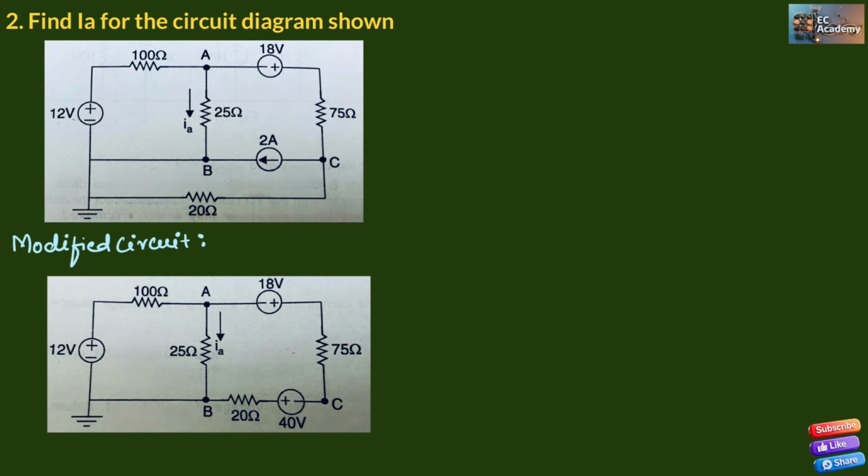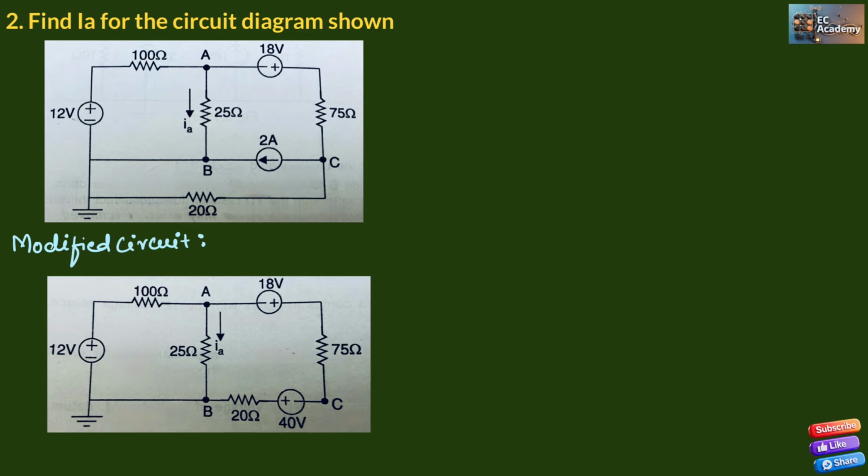So this is the modified circuit where in between B and C, we have replaced the current source with a voltage source along with the resistor in series. Now there are two voltage sources that are in series between node A and B. These two voltage sources can be replaced by a single voltage source of 18 volts plus 40 volt, which is 58 volts, in series with 75 ohm plus 20 ohm, which is 95 ohm.